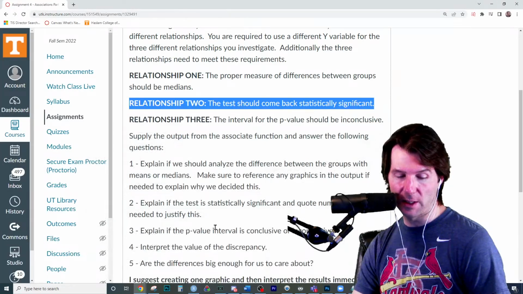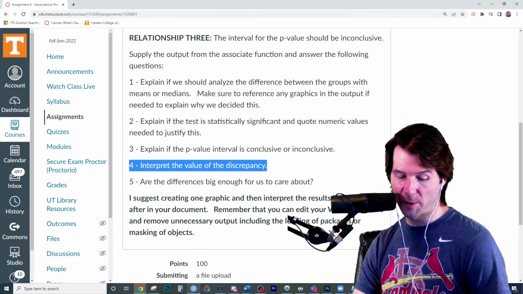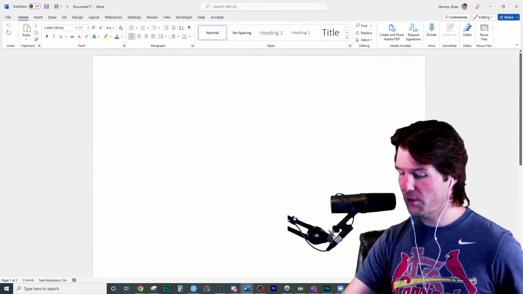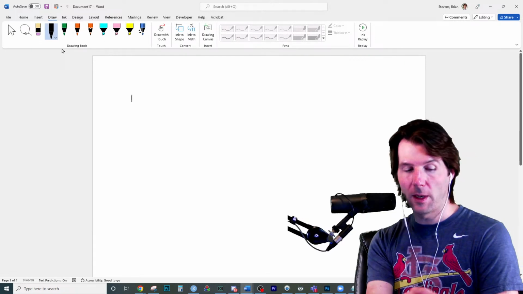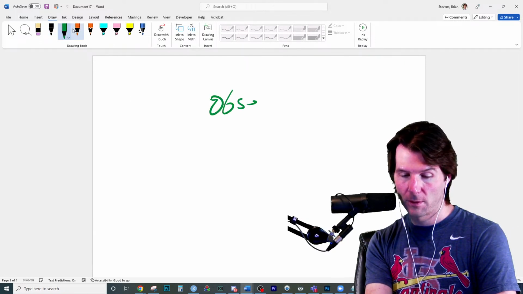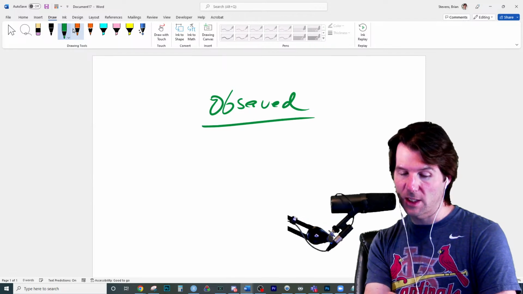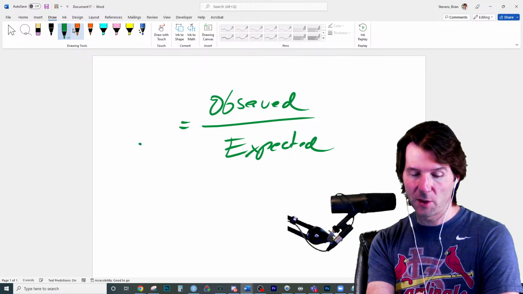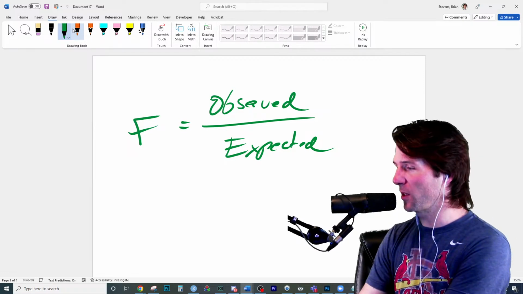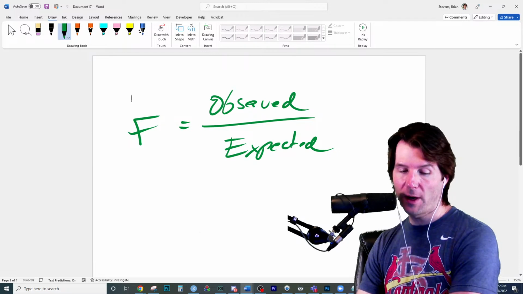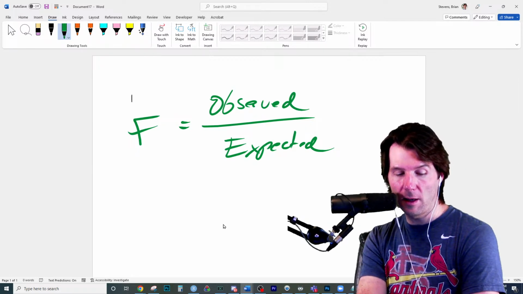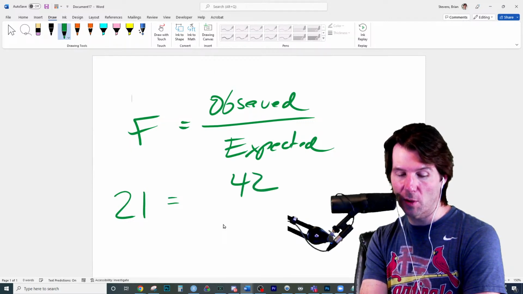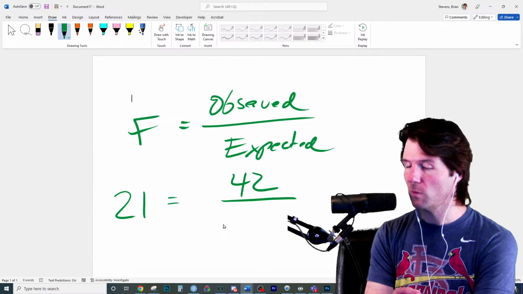So now the next thing we need to do is interpret the value of the discrepancy. When we talk about discrepancies right here, discrepancies are calculated by the observed over the expected when it comes to variation. And this is the value of F right here, the value of the discrepancy, classically known as an F. But if I were to tell you that the F value is 21, what would you know about the observed and the discrepancy? What would you know?